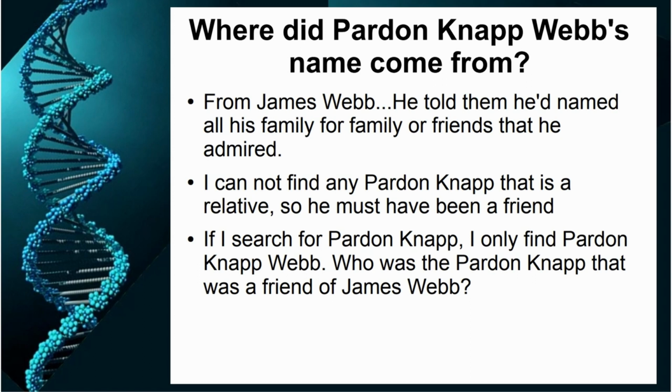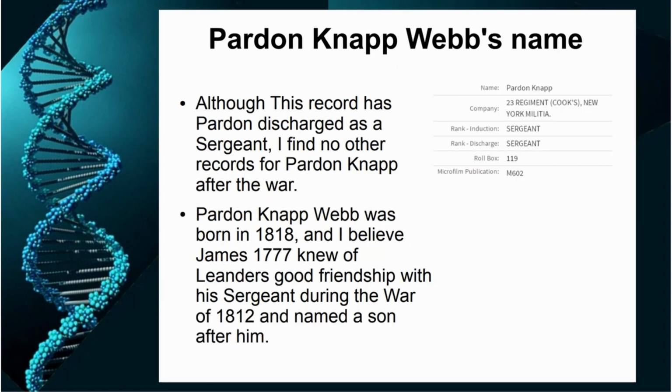Well, although this record has Pardon discharged as a sergeant after the War of 1812, I find no other records. Pardon Knapp Webb was born in 1818, and I believe James 1777 knew of Leander's good friendship, and possibly his life was saved by his sergeant. You see that Pardon Knapp, he's a paymaster, but he's also a sergeant. And so you're more likely to be real happy with your sergeant if he saves your life, you know.